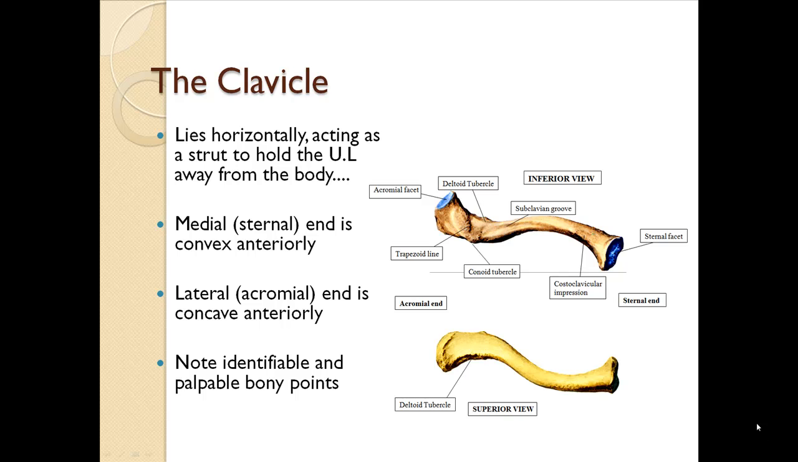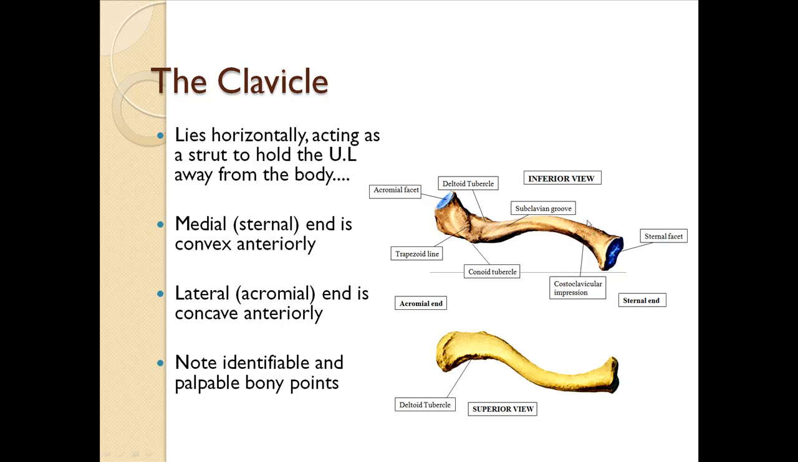The medial end that we can see here has a facet on it called the sternal facet, whilst the lateral end over here has a facet that articulates with a bony process on the scapula called the acromion. So this is called the acromial facet. The medial end is more bulbous and is larger than the lateral end. The lateral end is flatter, and the medial end is convex anteriorly.